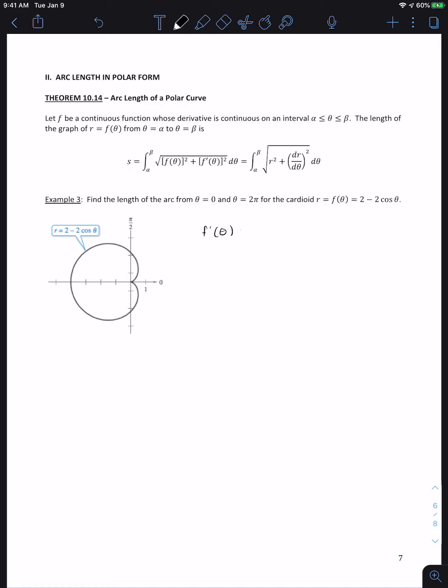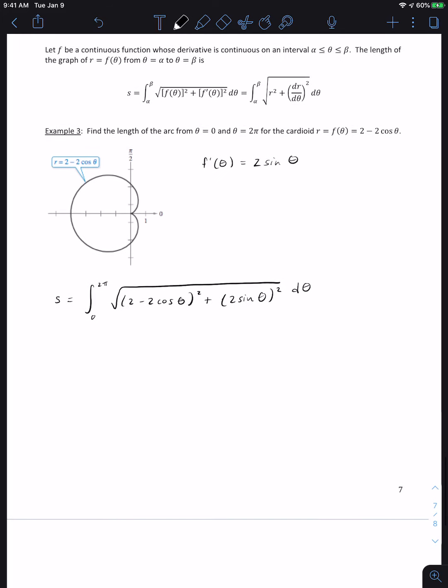So f prime of theta, the derivative of this function: the derivative of 2 is 0, and the derivative of cosine is negative sine, so this ends up being 2 sine of theta. Okay, so the arc length S is equal to the integral from alpha to beta, starting at theta equals 0 and going to 2 pi, of the square root of 2 minus 2 cosine of theta, squared, plus the derivative squared, which is 2 sine of theta squared, d theta.